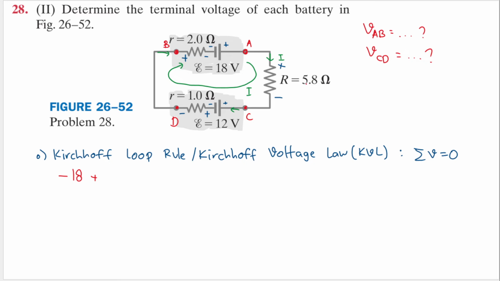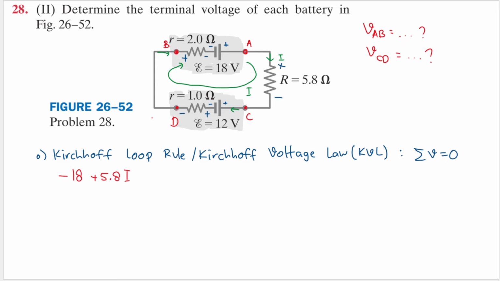And then I will have the 5.8 ohm resistance. But remember that we need to get the voltage, and we can get the voltage by multiplying current with resistance, right? So we have the resistance, so we can multiply it by the current. The only current that passes through this resistor is I.